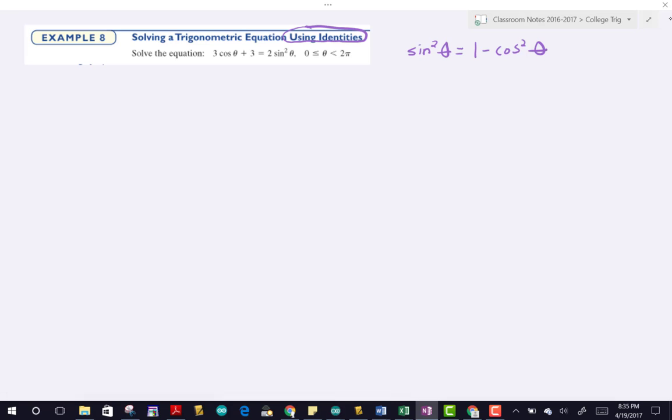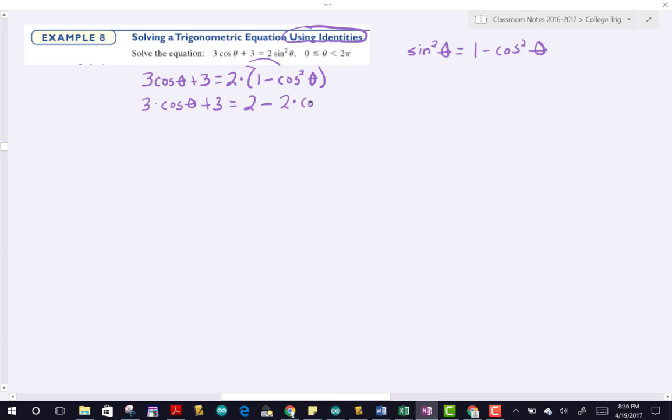And so that, to me, seems like a place to go that wouldn't give me square roots and craziness. So I've got 3 times the cosine of theta plus 3 equals 2 times, and this is where I'm going to substitute, 1 minus the cosine squared of theta. And then I'm going to distribute that 2 and bring everything to the left eventually. So I've got 3 cos theta plus 3 equals 2 minus 2 times cosine squared of theta.